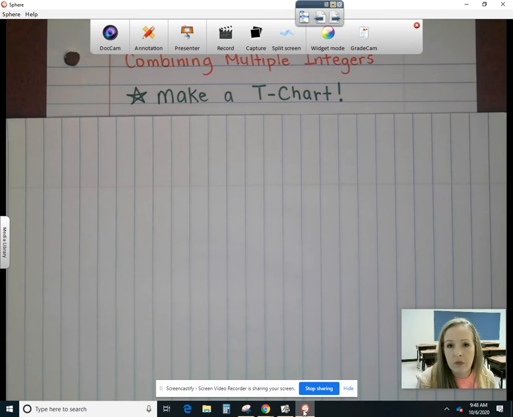Some integer problems will have more than 2 or even more than 3 or more than 4 integers in the same problem, and it will ask you to find the sum or combine them or add them. And sometimes we're tempted to just take all the numbers and add them together, but that would be if they were all positive or all negative. And a lot of times there's going to be some positives and some negatives. So we use a strategy where we make a t-chart for that.